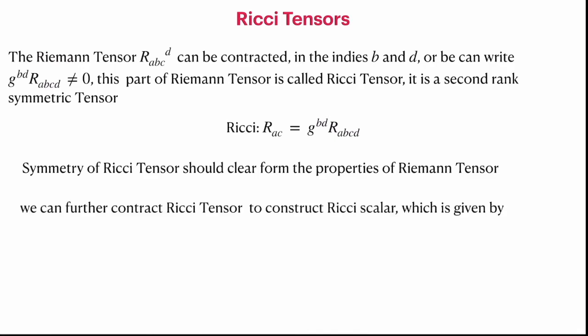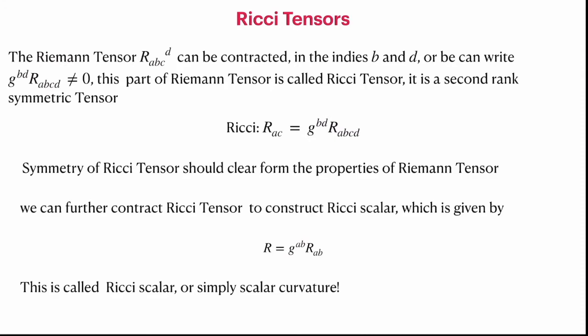Now we can further contract. The Ricci tensor is a second rank tensor, which we can contract further by multiplying by g^AB to make it simply a scalar, which is called the Ricci scalar. The Ricci scalar is defined as R equal to g^AB R_AB. So this gives rise to a scalar which is called the scalar curvature. You can compute it for the sphere by contracting the Riemann tensor, which we have already got, to the Ricci tensor and to the curvature scalar. The curvature scalar would be constant for a sphere.